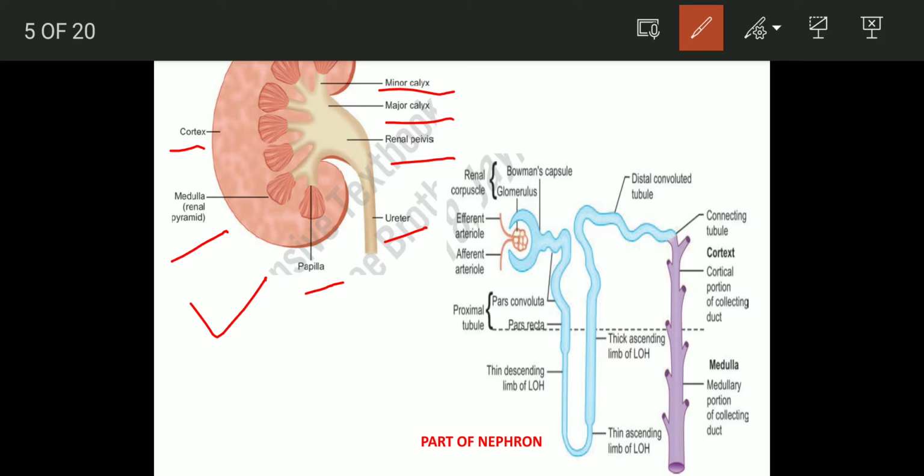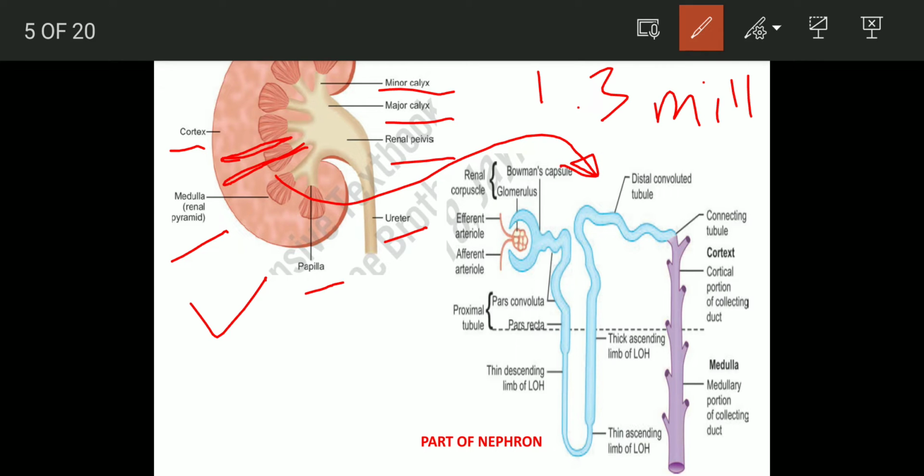One of the MCQs or one-liner questions asked is how many nephrons are there in each single kidney. Remember that there are a total of 1.3 million nephrons in each kidney. Suppose these are all your nephrons; like this you have 1.3 million nephrons. I'll take one nephron here and zoom in, and look at the parts of this nephron. These 1.3 million nephrons basically function.